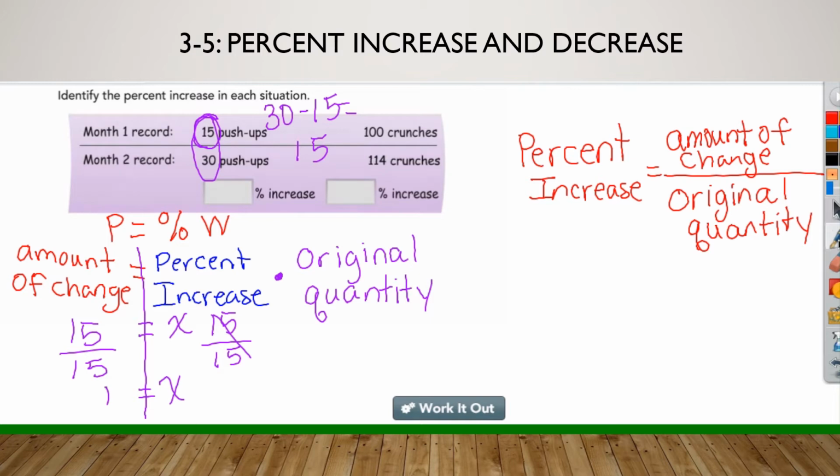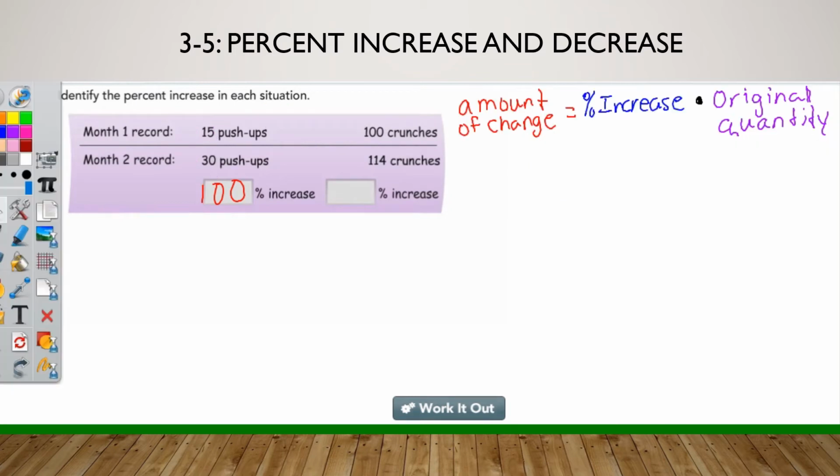But remember, 1 is not the final answer. That's the decimal form of the percentage. So we have to convert 1 to a percentage by multiplying by 100, or you can remember to move the decimal 2 times to the right. So it will look like this: once, twice. You add your decimal point and then you add your 2 zeros. So the increase for the push-ups is 100%.